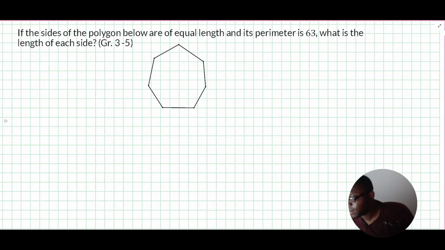Let's go ahead and get started. Our first problem is a word problem for 3rd to 5th graders. This question is testing whether you understand polygons and perimeter. The sides of a polygon below are of equal length, and the perimeter is 63. What is the length of each side?